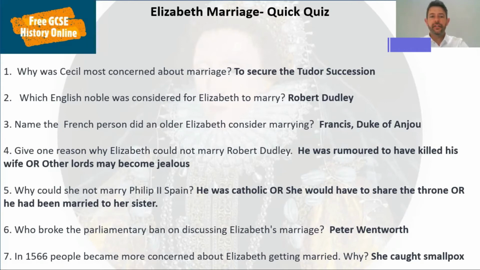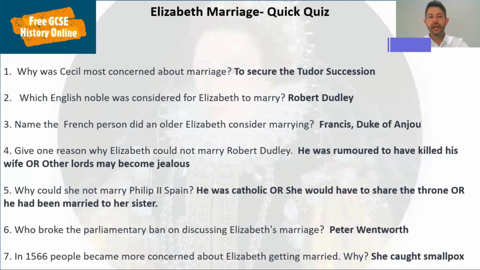Secondly, which English noble was considered for Elizabeth to marry? Robert Dudley, of course. This was the person who had proposed to her in the 1570s at Kenilworth Castle. But obviously she rejected the proposal. There were rumours around Robert Dudley, which we'll come to in a minute.